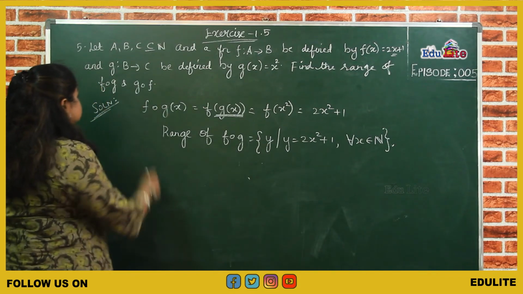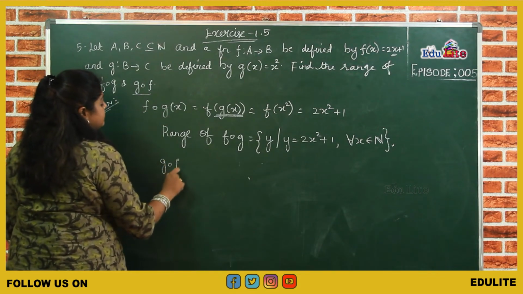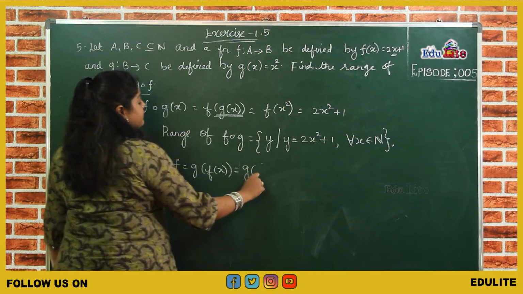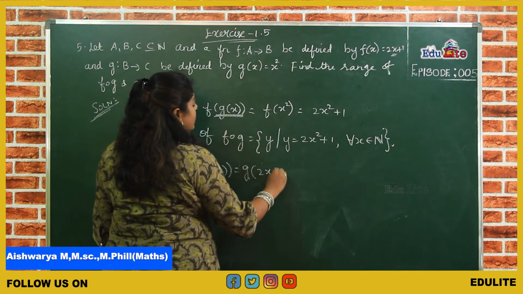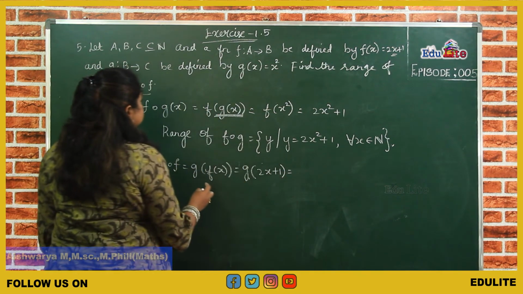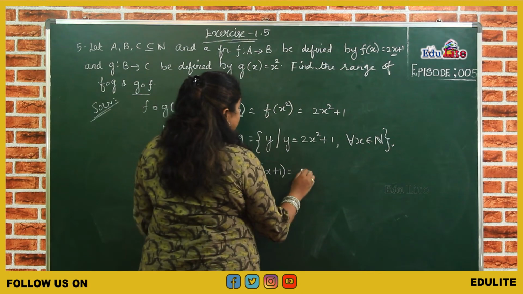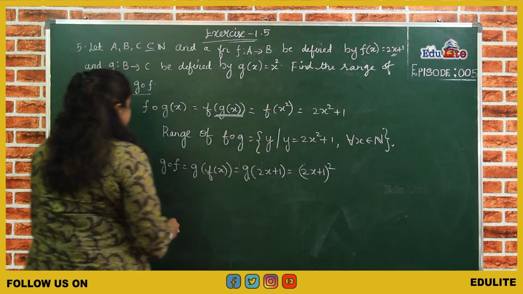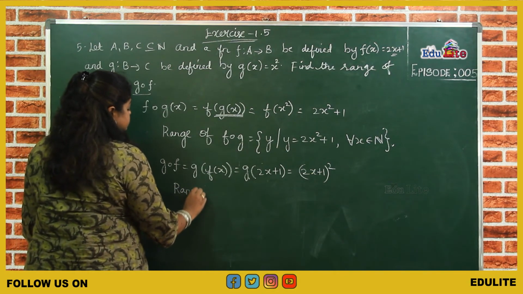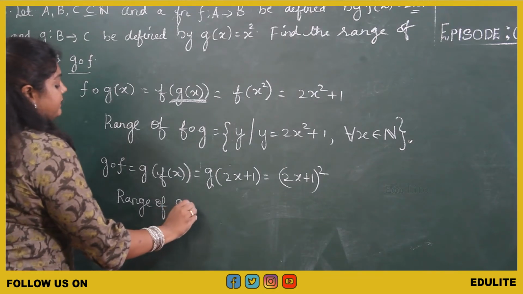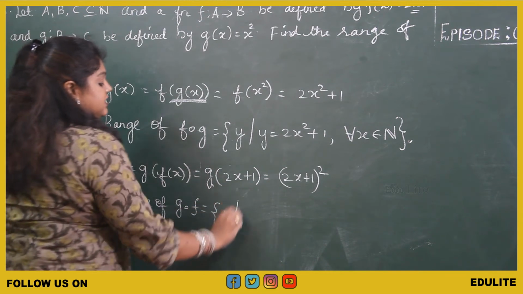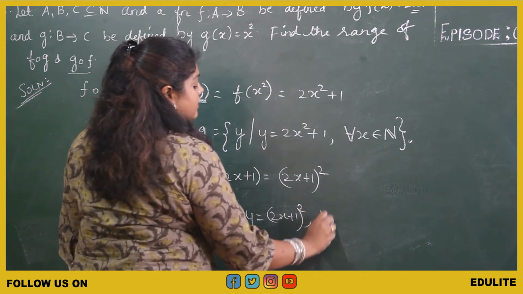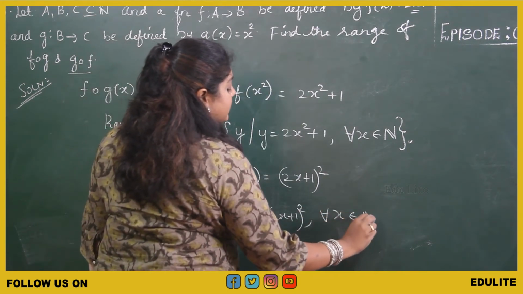Similarly, we will find g composite f, which equals g of f of x. The f of x value is given as 2x plus 1. Now we have to use the function g of x, which is x square. Therefore, 2x plus 1 whole square. Now we can write the range of g composite f as the set of y such that y equals 2x plus 1 whole square, for every x a natural number.